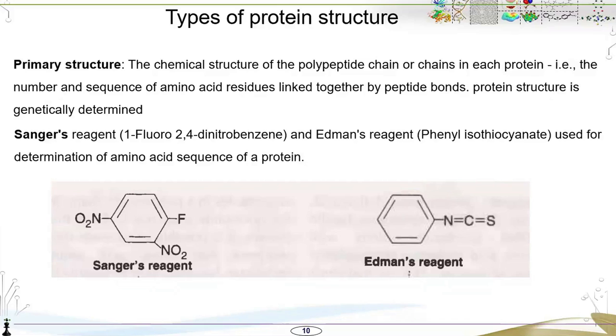When we are seeing the sequence, it means amino acid 1, 2, 3, 4, 5, linked together by the peptide bonds. That's about the primary structure. Again, one more competitive point: Sanger's reagent, 1-fluoro-2,4-dinitrobenzene. I will put this aside.